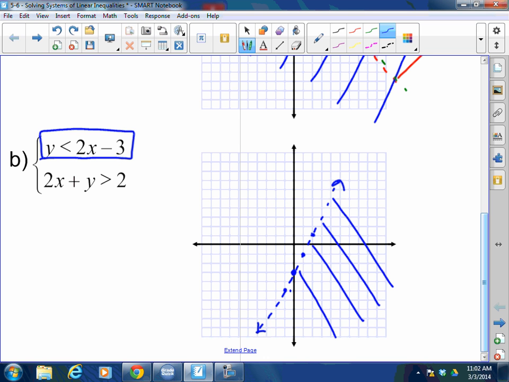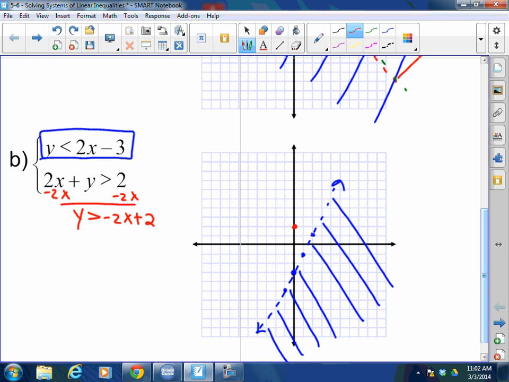Nice and neat, please. Now I'm going to solve for y here. I'm going to subtract 2x from both sides. So I got y is greater than negative 2x plus 2. What's my y-intercept? 2.